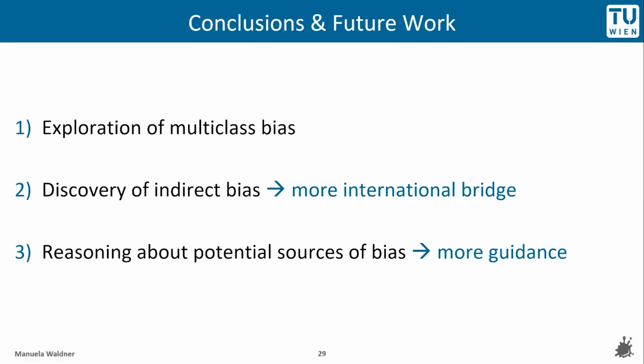To conclude, we presented a new indirect bias score and 2 visualizations to explore multiclass bias, as well as interaction techniques to discover indirect bias. To get better results for country and race predictions, more international names would be promising.